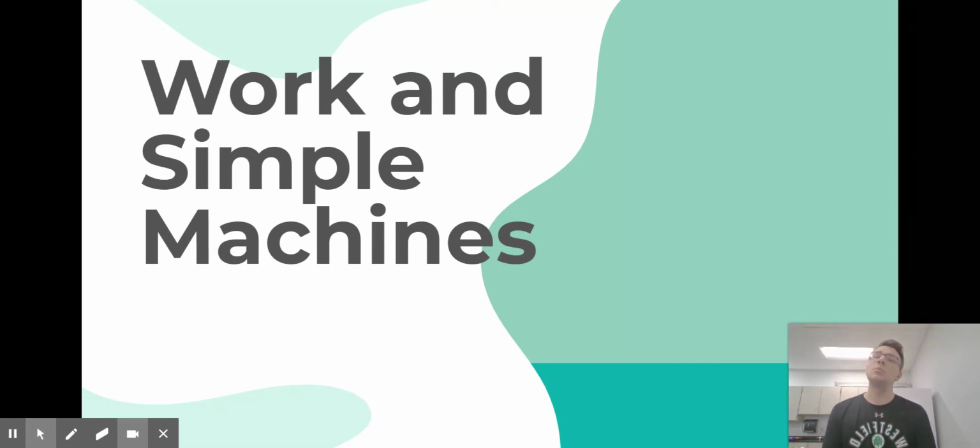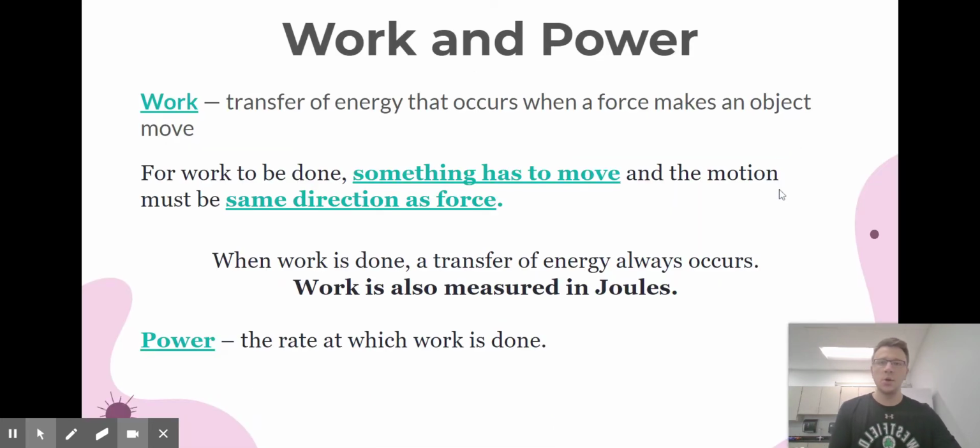Mr. Bringle, and today we're going to be talking about work and simple machines. So, work is a transfer of energy that occurs when a force makes an object move. So, it is a force that's applied to an object over some distance, and that ends up being the equation for work is force times distance.